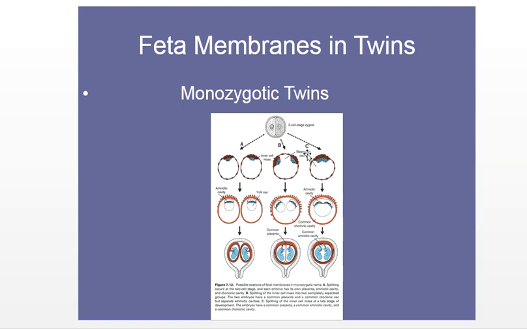In rare cases, the third condition, the separation occurs at the bilaminar germ disc stage, just before the appearance of the primitive streak. This method of splitting results in formation of two partners with a single placenta and common chorion and amniotic sac. Here we have a common amniotic sac. Although the twins have a common placenta, blood supply is usually well balanced.